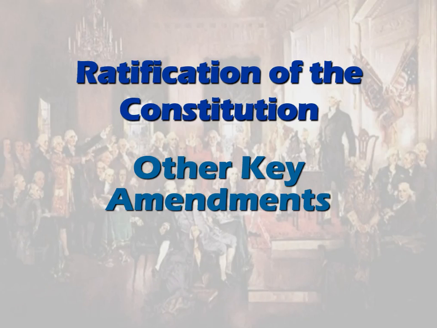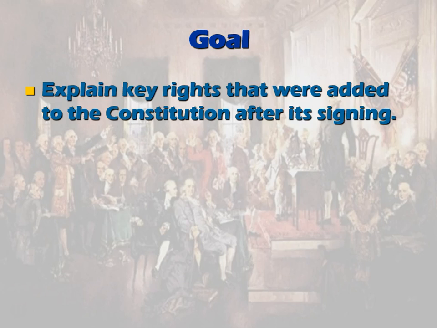Today we're going to look at the ratification of the Constitution and what we are calling other key amendments. So we've already looked at the process of ratifying the Constitution. We've looked at the Bill of Rights that were included. Now these are some amendments that were added after the signing of the Constitution. So our goal for today is to explain the key rights that were added to the Constitution after its signing.